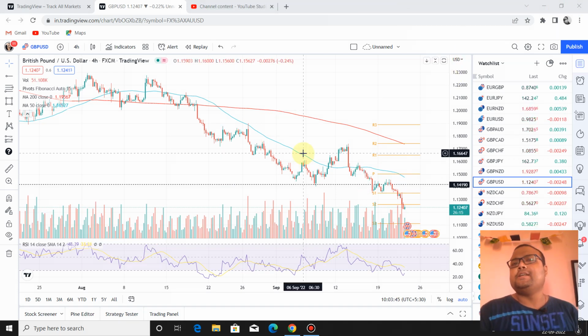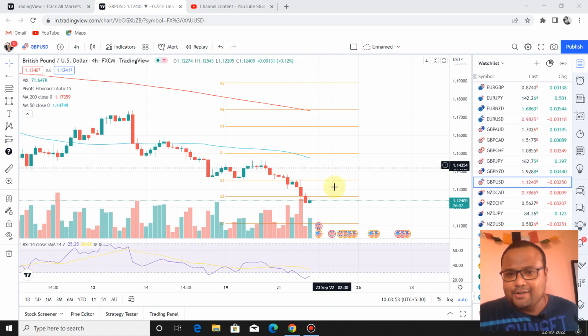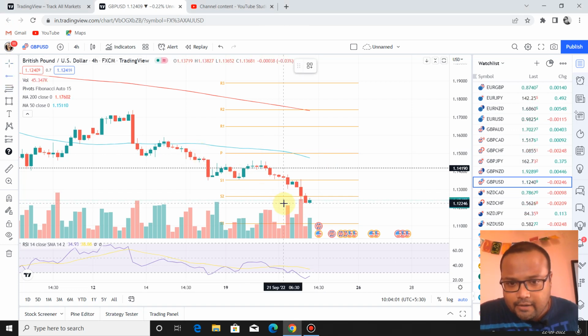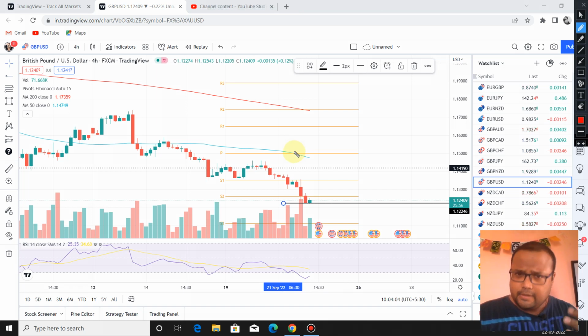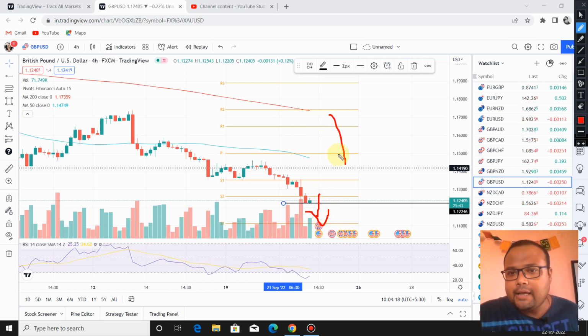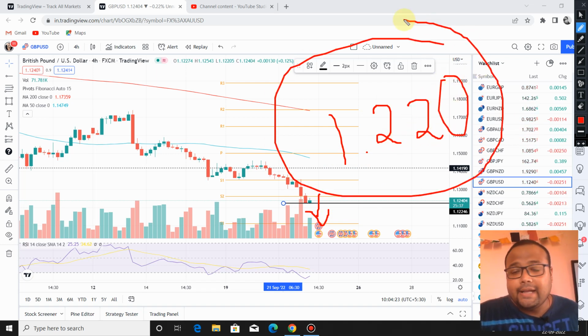In the case of Euro USD also, you should follow the same strategy, sell on rise. That's it. Right now GBP USD is standing at 1.1240, which is the current market price. If the market breaks this level today, during the US session, and you see fresh selling coming again, sellers dominating the market, then you may see further selling. And if the market goes below 1.1220, you can take a sell position.